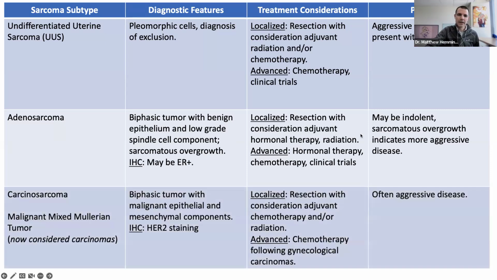The other biphasic tumor is a carcinosarcoma. And these are typically managed by the gynecologic oncologists and not me as a sarcoma medical oncologist. Another term for carcinosarcoma is a malignant mixed Mullerian tumor. And again, these are biphasic tumors. They're notable for sometimes having HER2 staining, and there are some therapies that we have that can target HER2. And then these are often aggressive forms of cancer, but again, since they're not sarcomas, I typically don't manage them and rely on my gynecologic oncologist to lead the medical therapy for these patients.